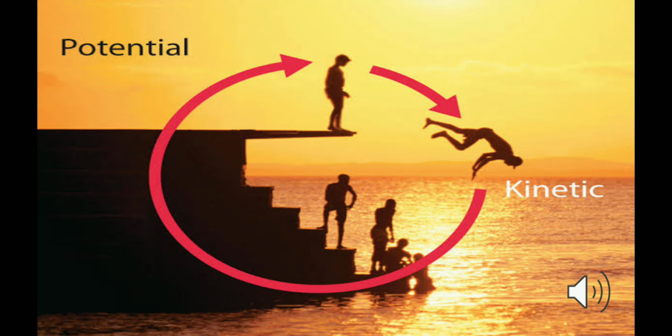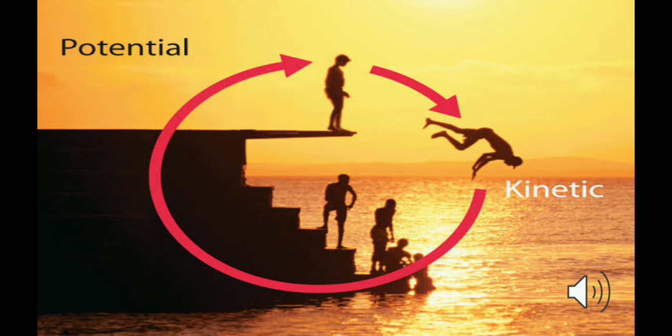Now let us see. In this diagram, you can see this man who is jumping. The man who is in the standing position is possessing potential energy. He has climbed the stairs and some work has been done, and so he possesses potential energy. The moment he jumps, the potential energy is converted to kinetic energy. There are a few more examples.